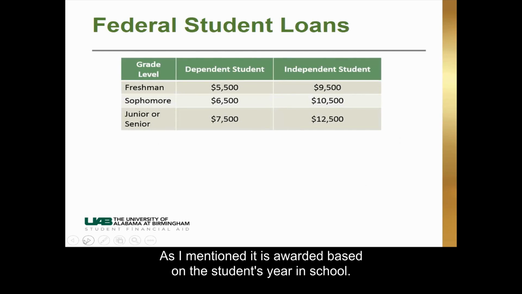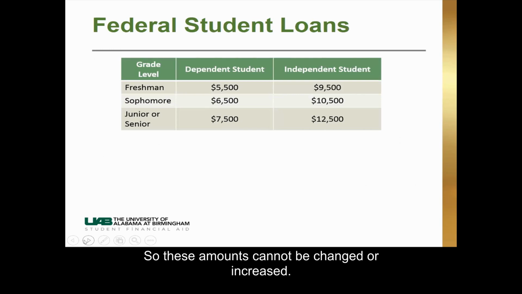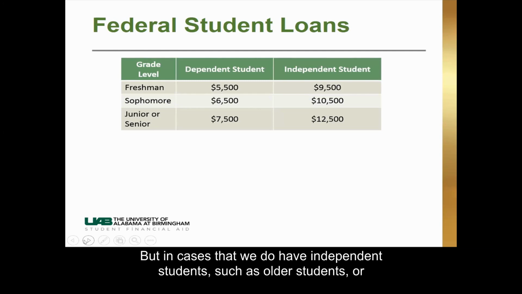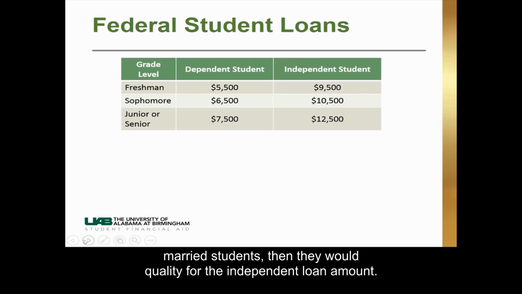As I mentioned, it is awarded based on the student's year in school. So these amounts cannot be changed or increased. If you don't need the full amount of the loan offered, you can accept less than this, but it cannot be increased. And most of our students here are going to be dependent, just meaning that they're still dependent on their parents. But in cases that we do have independent students, such as older students or married students, then they would qualify for the independent loan amount.